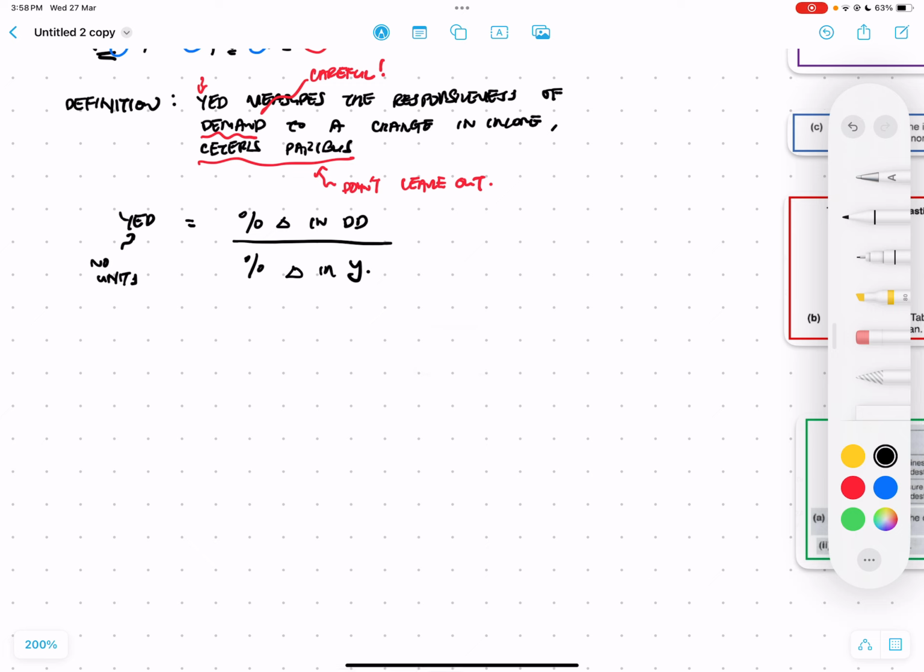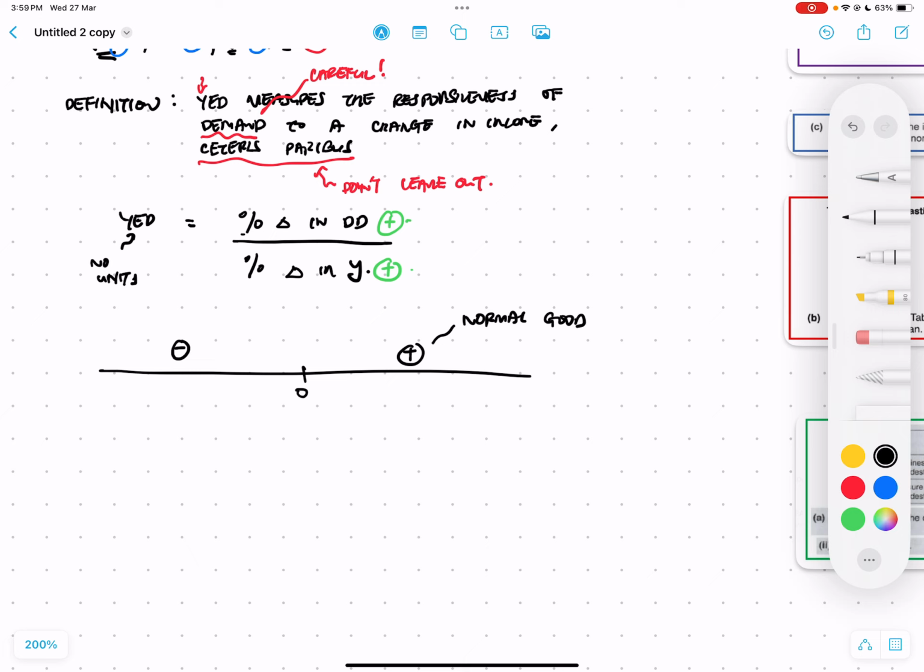If you take this mathematical formula and do the calculations, what you see is that a range of values come about. If it's more than 0, this can be either positive or negative. Positive means that if income increases, which means the denominator is positive, then the demand for that good will increase, so this number is also positive. If the bottom number is positive and the top number is positive, then eventually you have a positive number. So if the YED value is more than 0, it means that this good is a normal good.